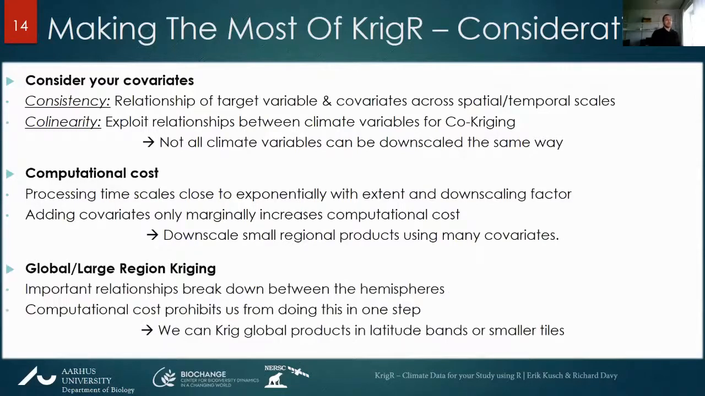Whereas on the other hand, with global and large region KrigR, which comes into this, it is important to know that some relationships break down between the hemispheres, meaning relationships between target variables and covariates. And the computational cost itself of doing a global KrigR basically prohibits us from doing it at all. So the takeaway from this, as I've already mentioned a few times, if you want to do large region or even global KrigR, you should do this in latitude bands or smaller tiles, break it down, KrigR it individually, and then fuse it back together in the end.